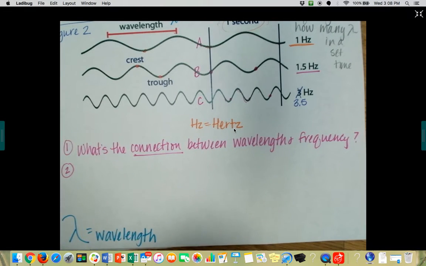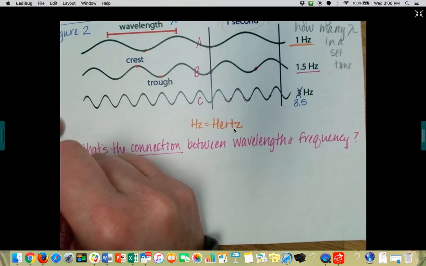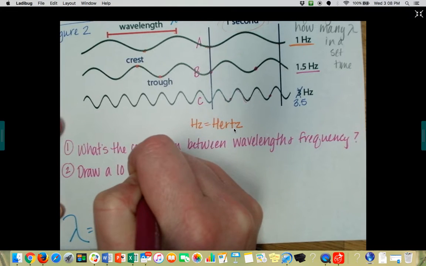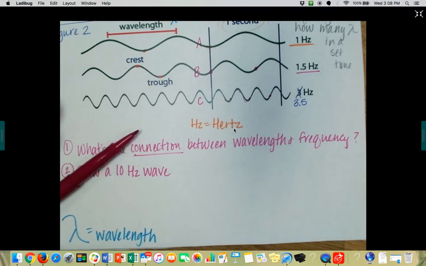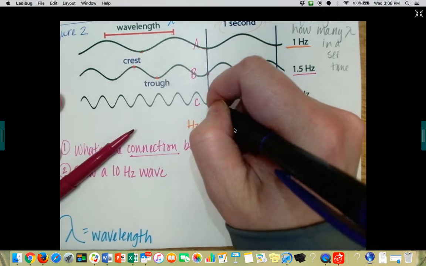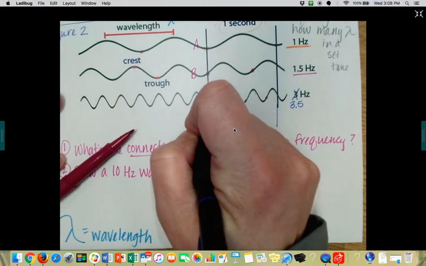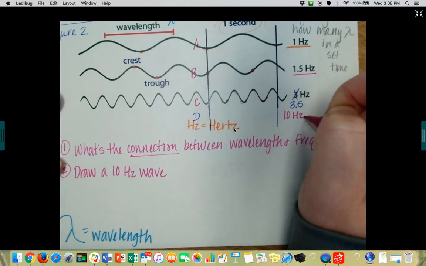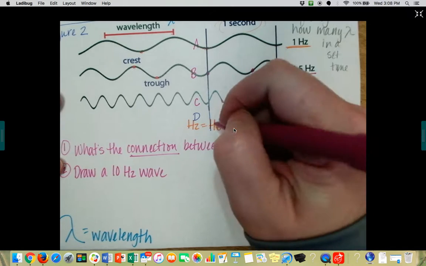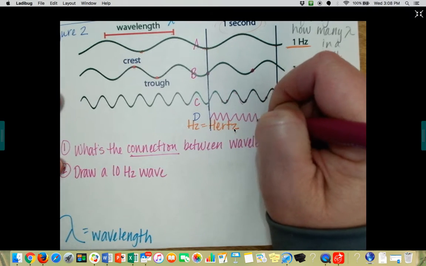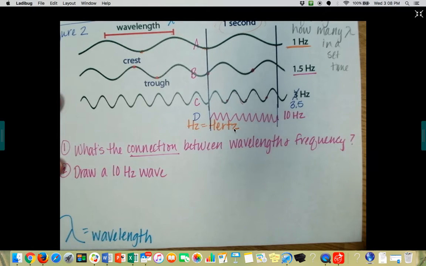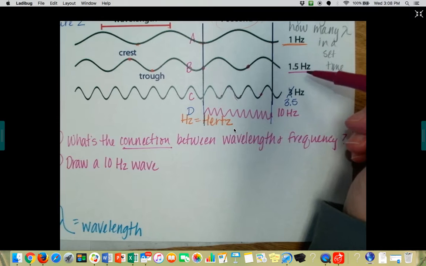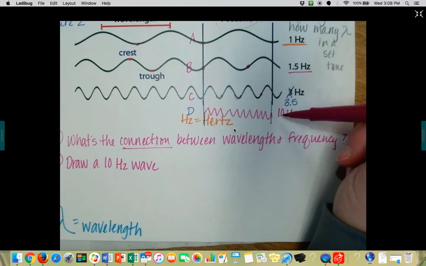So the second thing I want you to do is draw a 10 hertz wave. If you were to take this section right here and extend this down, let's say you're going to make D. We want to create a 10 hertz wave in this space right here. So you're going to go 1, 2, 3, 4, 5, 6, 7, 8, 9, 10. That's pretty darn close. All right, so I've got 1 hertz, 1.5, 3.5, and 10.